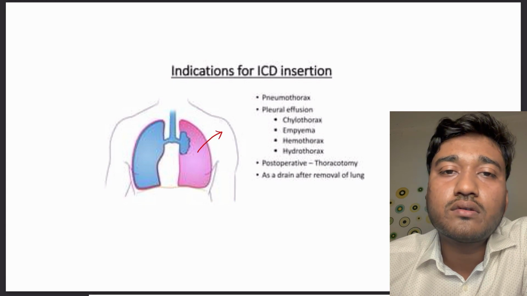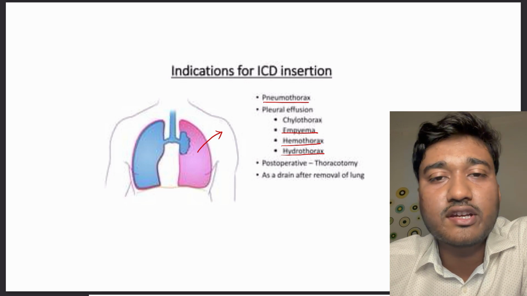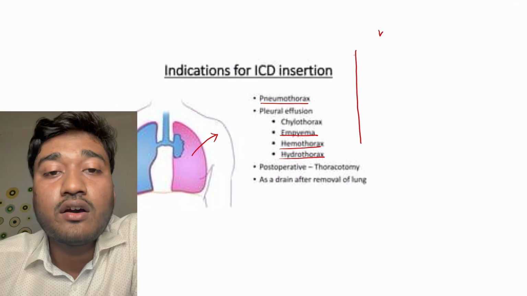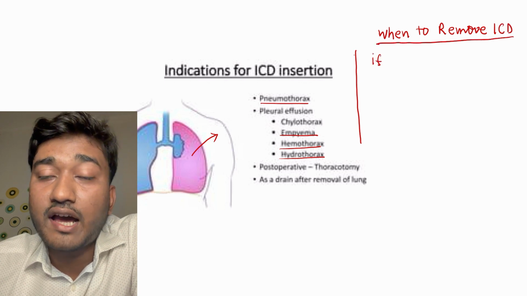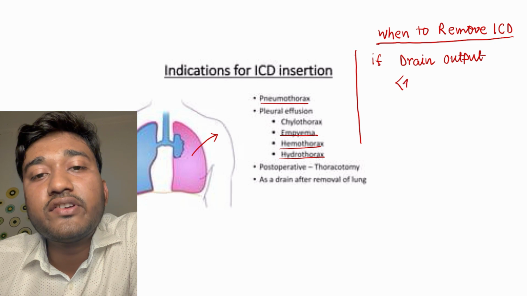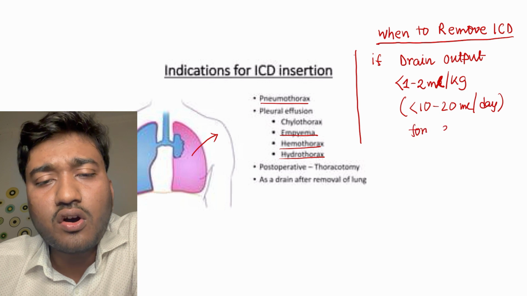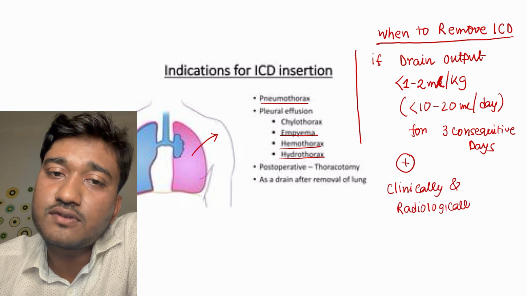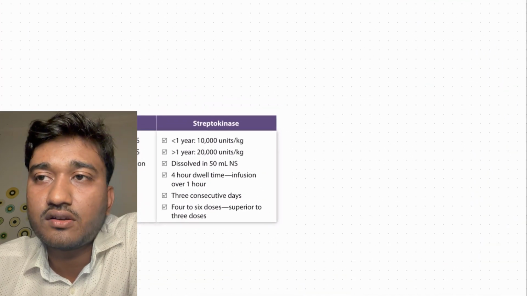Okay, so now a few words about the indications of ICD, where to give: in case of pneumothorax, or in case of empyema, massive pleural effusion, hemothorax, or hydrothorax. You can give ICD. When you know the indications for ICD, you must know when to remove ICD as well. Okay, so if the drain output becomes very less, that is less than 1 to 2 ml per kg per day, or less than 10 to 20 ml per day for 3 consecutive days, as well as the patient is improving clinically as well as radiologically, we can consider removing the ICD, intercostal drain.